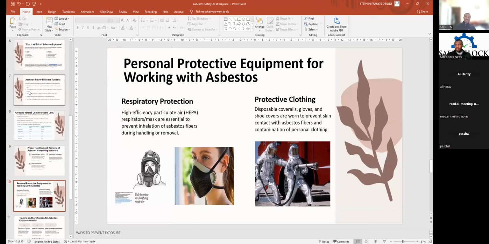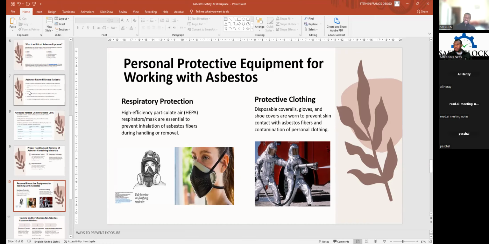Then also, one other form of control, as we all know, that we cannot rule out is personal protective equipment, especially when working with asbestos. One of the most recommended types is a high efficiency particulate air respirator or mask. It is very essential to prevent inhalation of asbestos fiber during handling and removal, because a lot of research has been done about this.